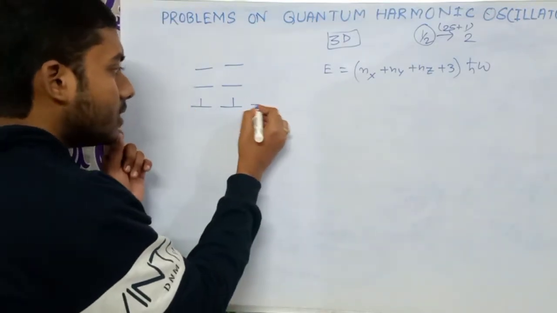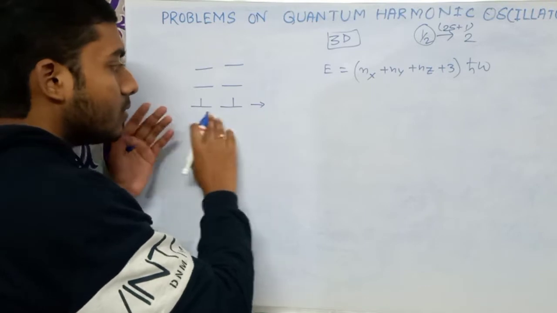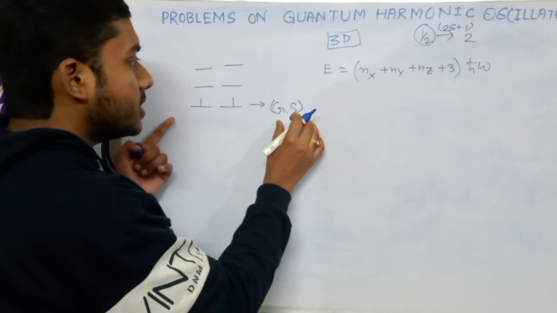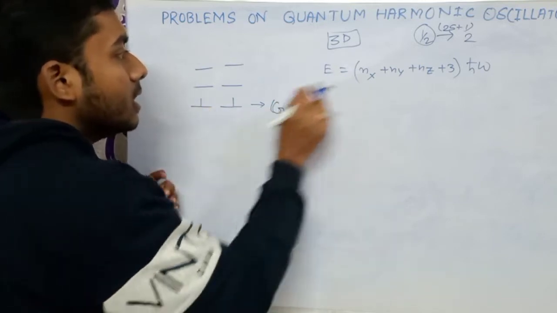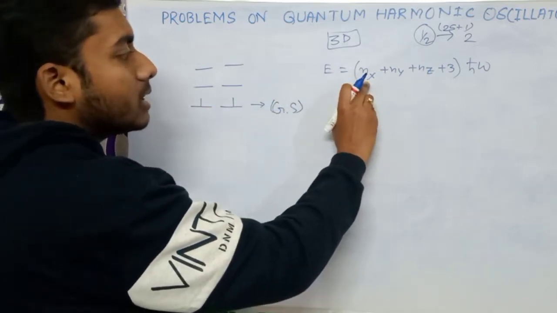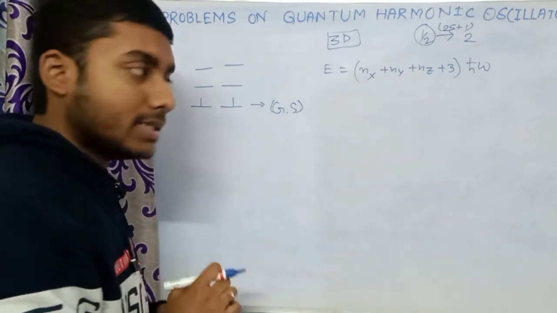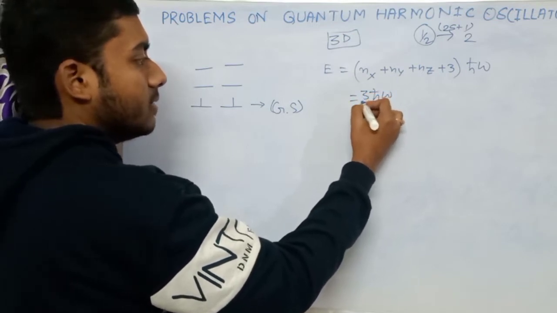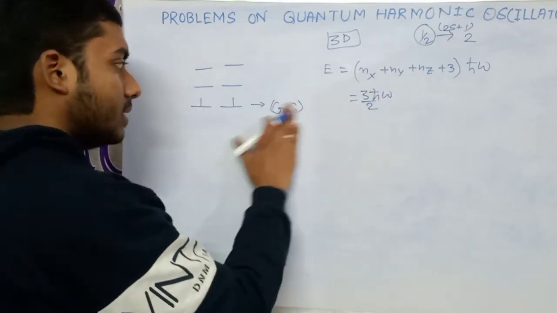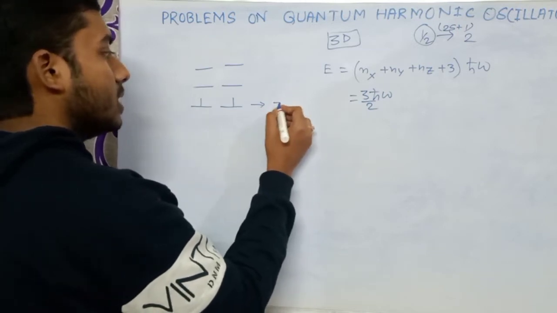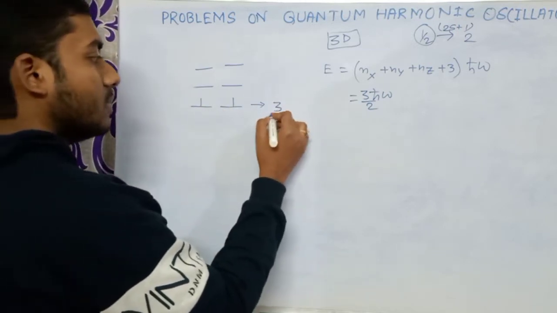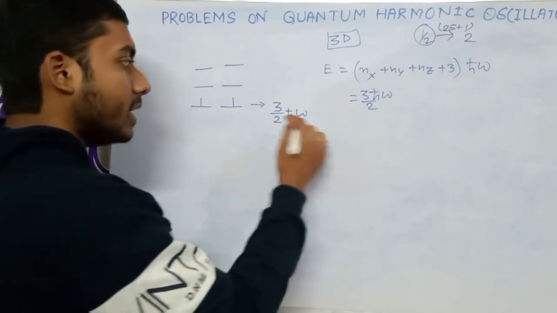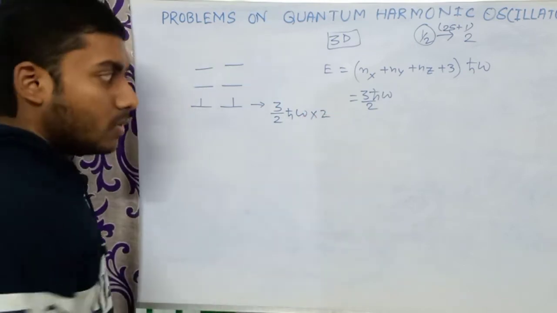So what will be the energy of the state? This is suppose ground state. So the ground state energy of this will be what? Here if we put all the values nx, ny and nz 0, then we will get the lowest or minimum energy, that is 3/2 h cut omega, and that is our energy of the state. So the energy of each state is 3/2 h cut omega, but we have here two states, that is degenerate states. So the energy will be multiplied with 2, right?